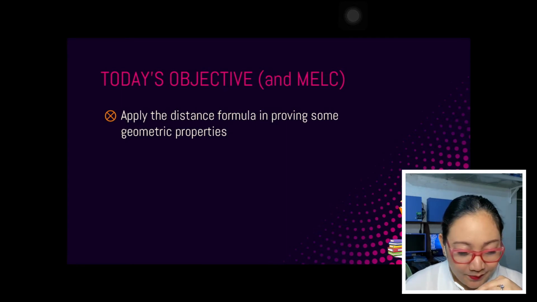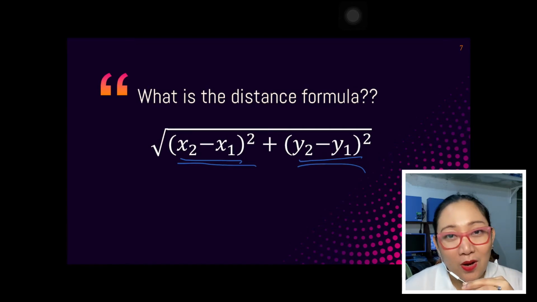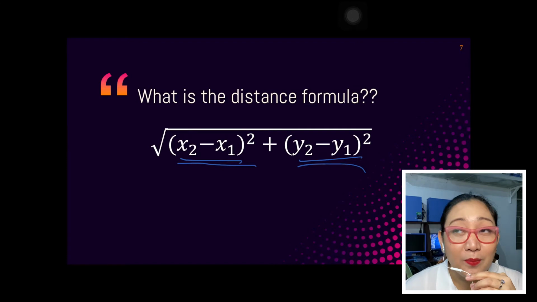Okay? So, syempre, kailangan malaman muna natin kung ano ang distance formula. Ano nga ba ang distance formula? Ito po yun. Okay? So, paano siyang nakuha? Na-derive lang po yan actually from the Pythagorean theorem, pero nilagyan ng coordinates. Ang distance formula ay ginagamit natin to find out the distance between 2 points in our Cartesian coordinate plane. It is the square root of x2 minus x1 squared plus y2 minus y1 squared.